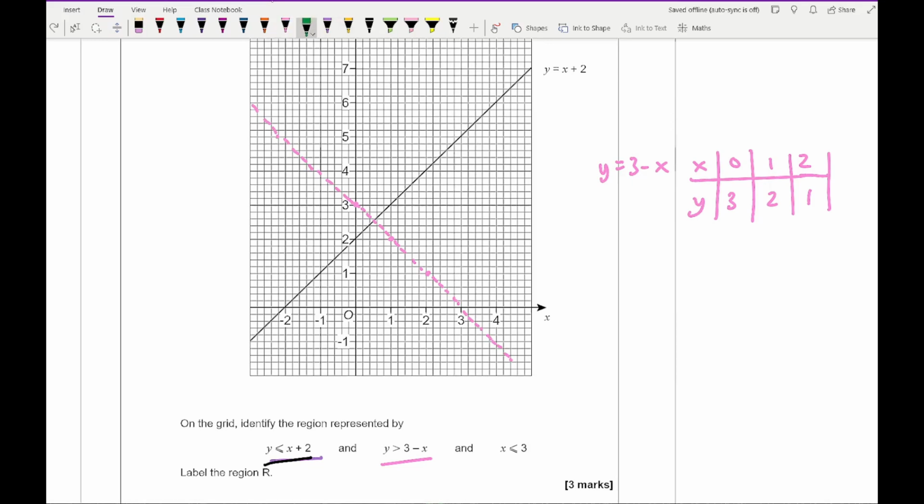And then all that's left for me to do is plot x equals 3, which is a vertical line through 3, and it's a solid line, and that's x equals 3. This line here is y equals 3 minus x, and the region that we want to shade then is this region here, which we've labelled as R.